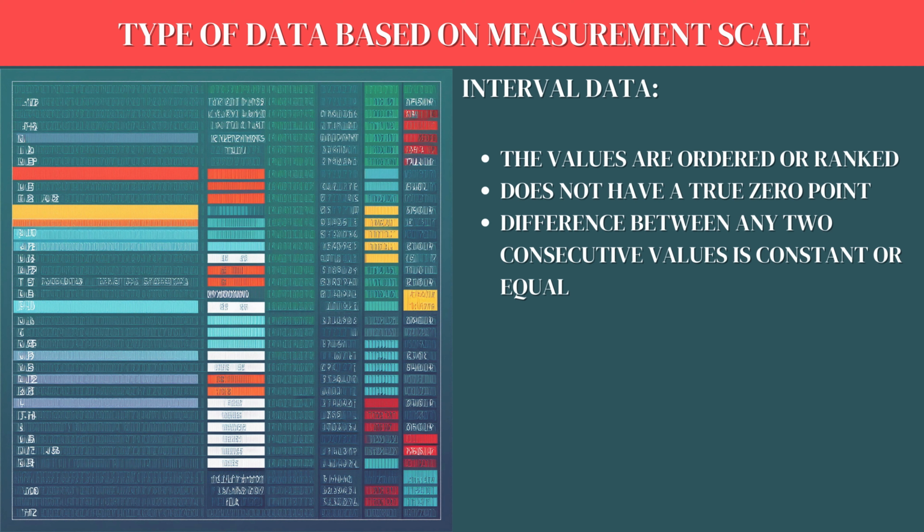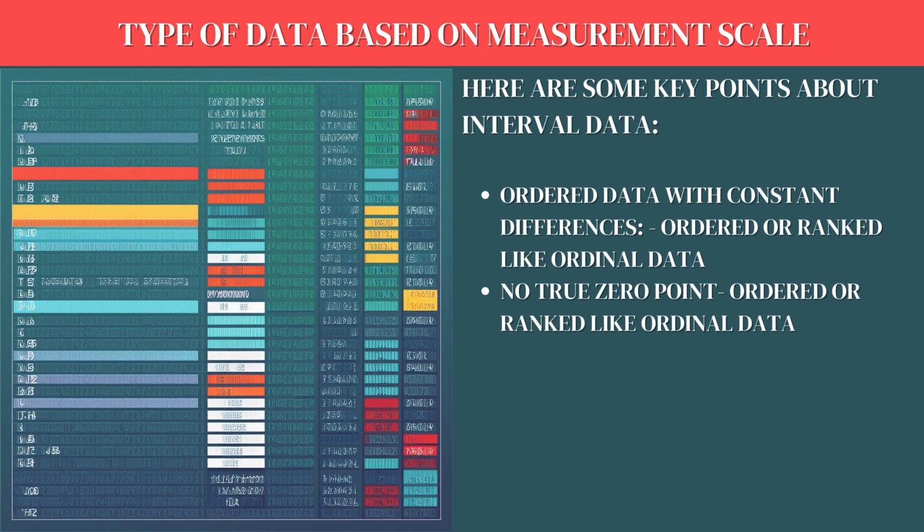Interval data. It is a type of data where the values are ordered or ranked, and the difference between any two consecutive values is constant or equal. However, it does not have a true zero point, which means that ratios or proportions between the values are not meaningful. Here are some key points about interval data.